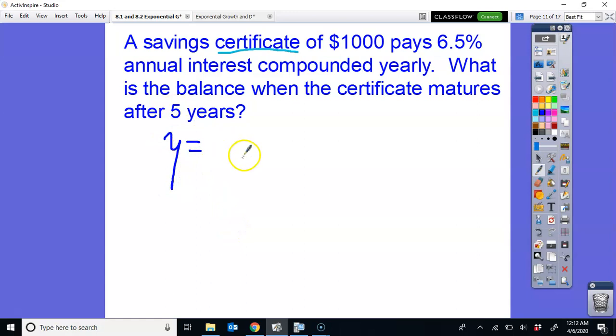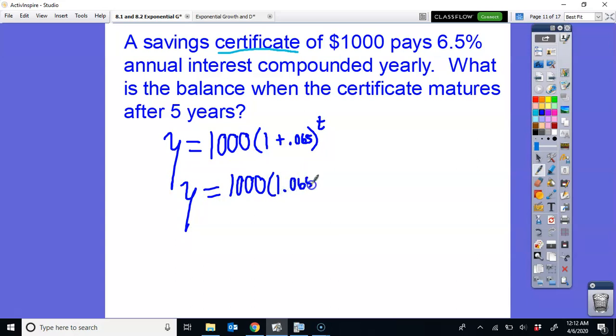So what would the function be? Think about it. See if you can write down the function. Pause the video, try it first. So the beginning amount is $1,000. Remember, with growth, it's always going to be 1 plus the rate inside the parentheses. So 6.5% would be 0.065, raised to the t power, the time. Or you could do 1,000 times 1.065 raised to the x power.